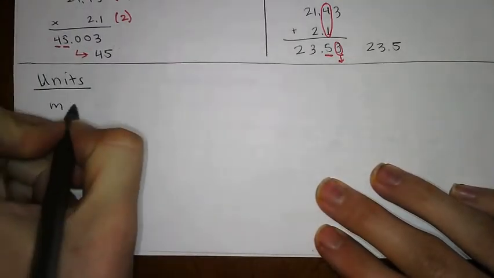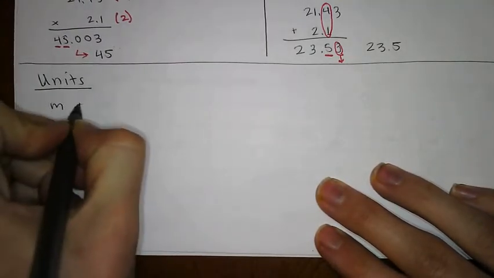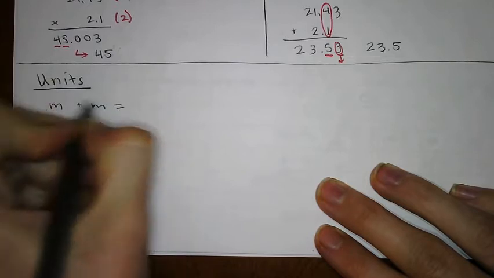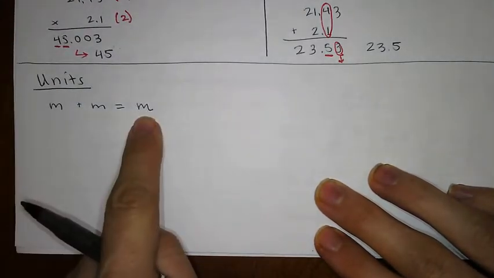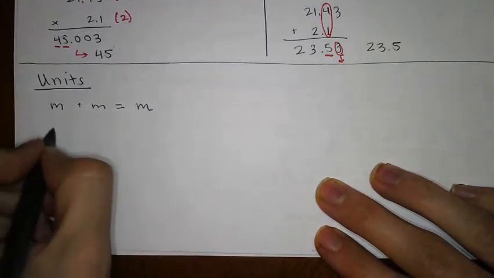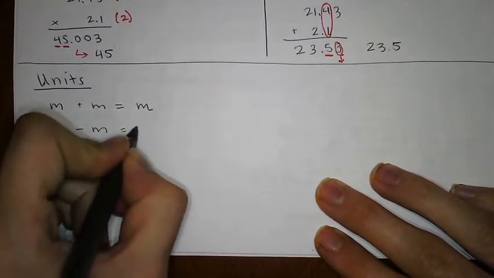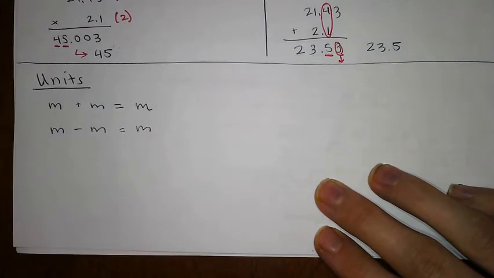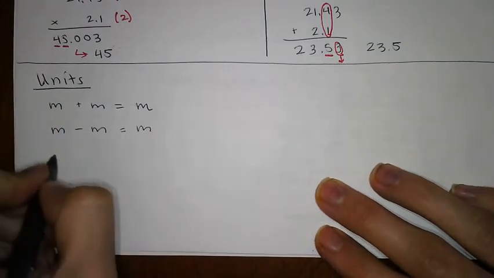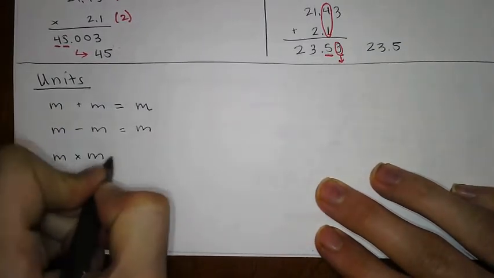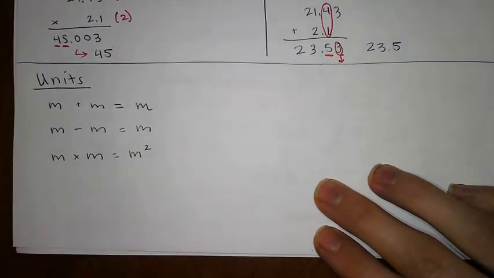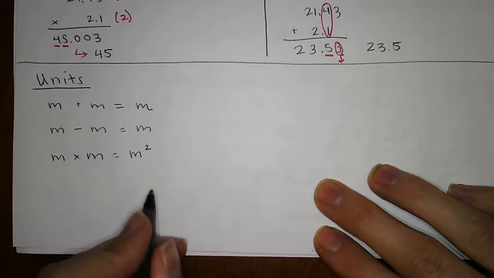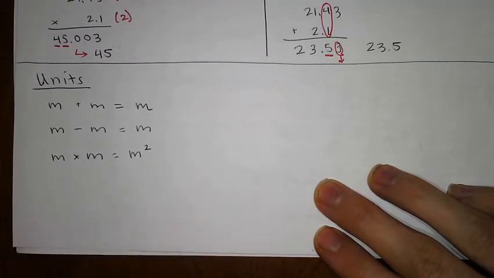So if I have some number of meters plus some other number of meters, my final unit will still be meters, right? Subtraction as well. Meters minus meters, still meters. Where it gets interesting is when we start multiplying and dividing. If I have meters times meters, most everyone's pretty comfortable with this, I get meters squared. If I had meters times another meters, that would be meters cubed.